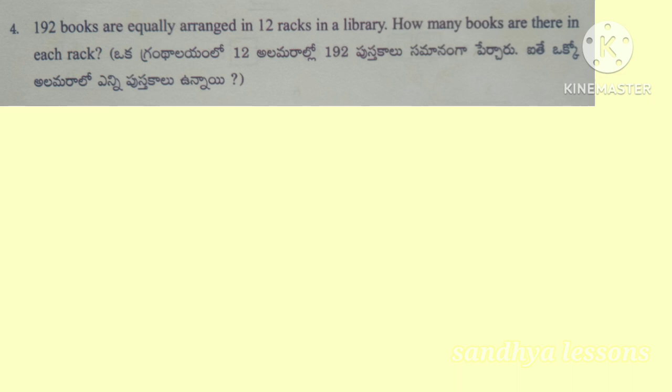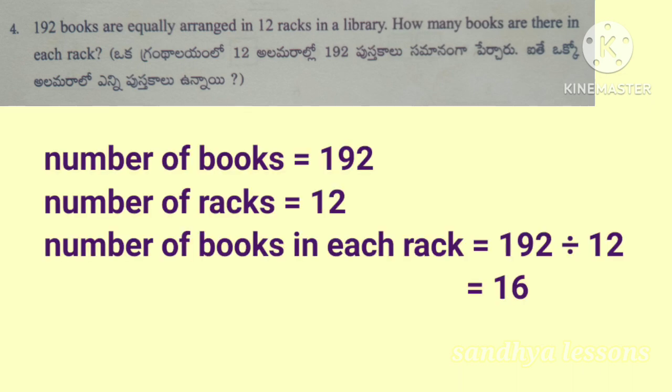Fourth problem. 192 books are equally arranged in 12 racks in a library. How many books are there in each rack? Solution. Number of books is equal to 192. Number of racks is equal to 12. Number of books in each rack.